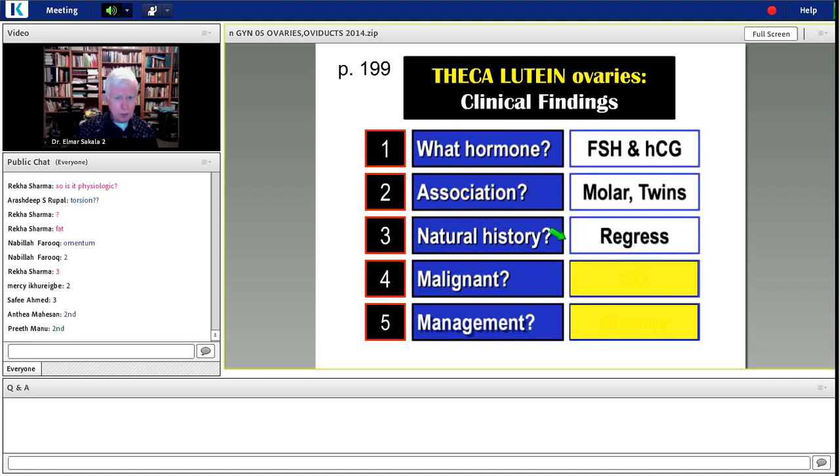Natural history of these, you leave them alone, they'll go away on their own. They will regress. Will they turn into malignancy? Do you need to be concerned about cancer? No. Okay, what is the management then? Conservative management, observation.